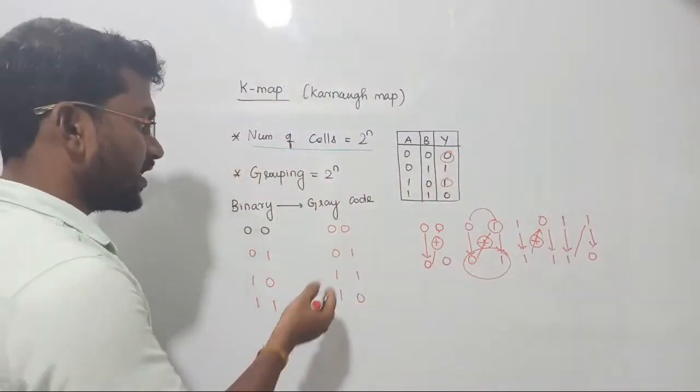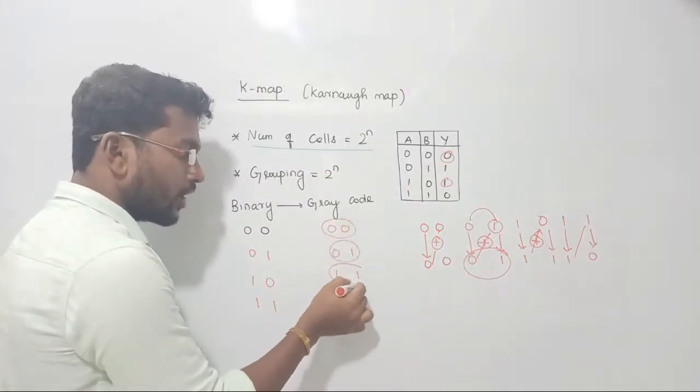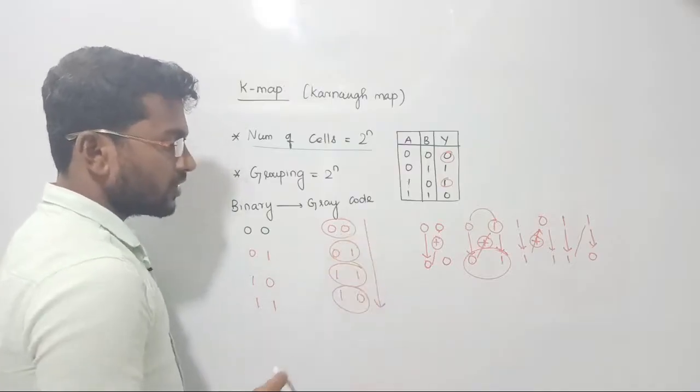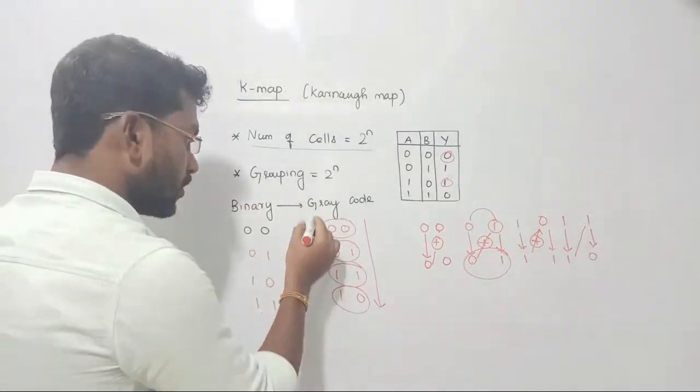Now see there, in the sequence எப்படி இருக்கு பாருங்க, first we have 0 0 and then we have 0 1 and then we have 1 1 and then we have 1 0. That is the order of gray code. Now so we are going to develop the K map with a gray code only.